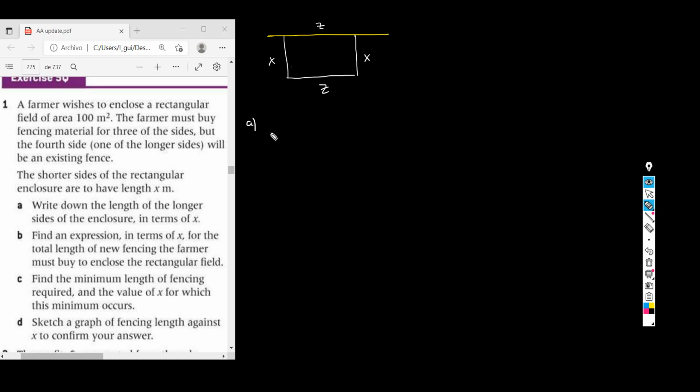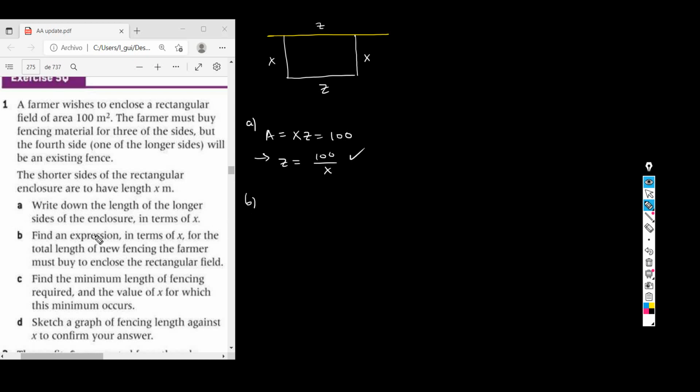Well, that's very simple if we know that the area of the enclosure is x times z, and that is known to be 100. I'm going to ignore the units for simplicity. So we know that x times z equals 100, and that yields z being equal to 100 over x. So this is the longer side, z in terms of x. Okay, so A is done.